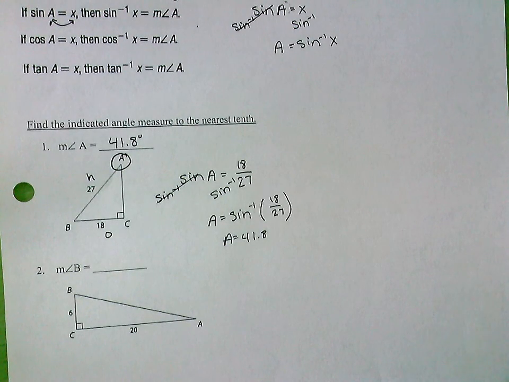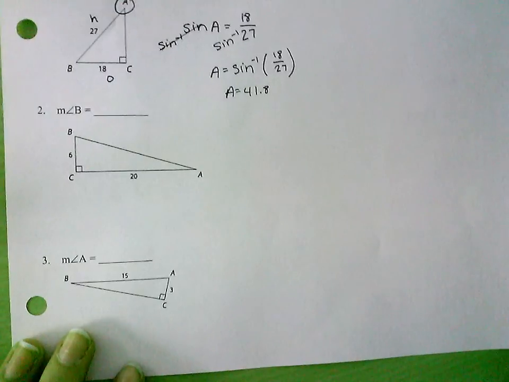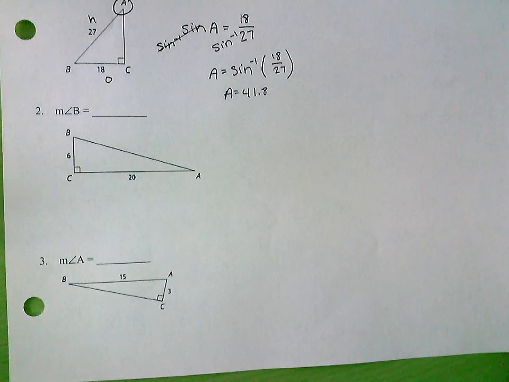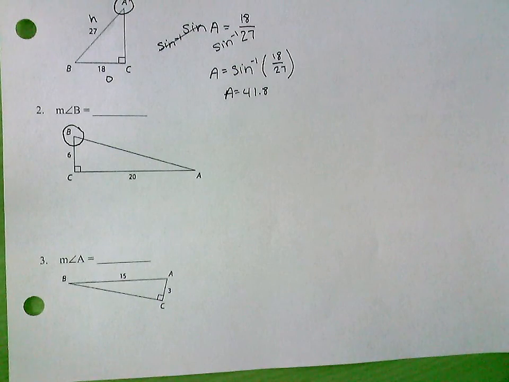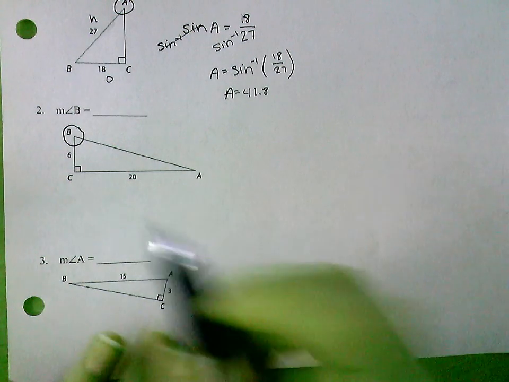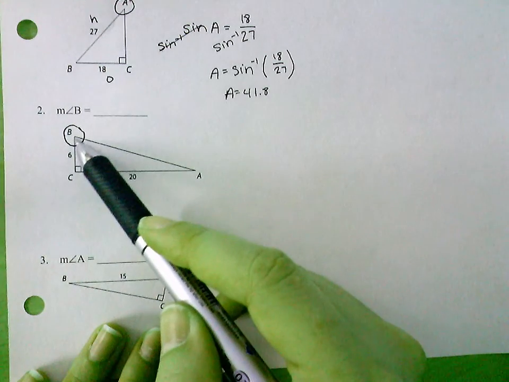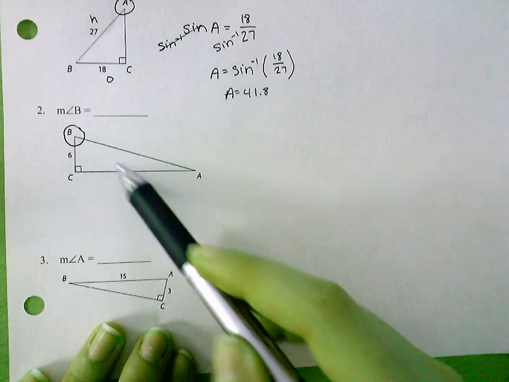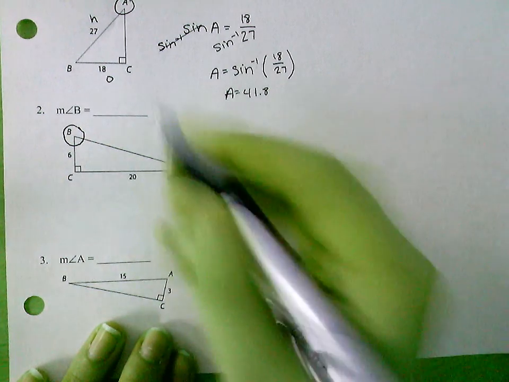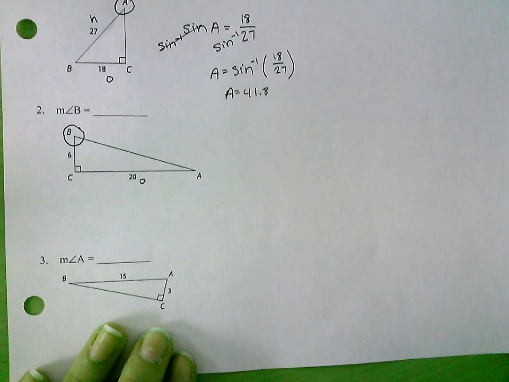Questions on that first problem? Okay, looking at number 2. This time we want to solve for angle B. So we're solving for B. That's what I'm going to circle here. Next, I need to identify the sides. I have a side of 20 and a side of 6. From that angle B, if I go across, I'll hit that side of 20. So that means it's the opposite side.